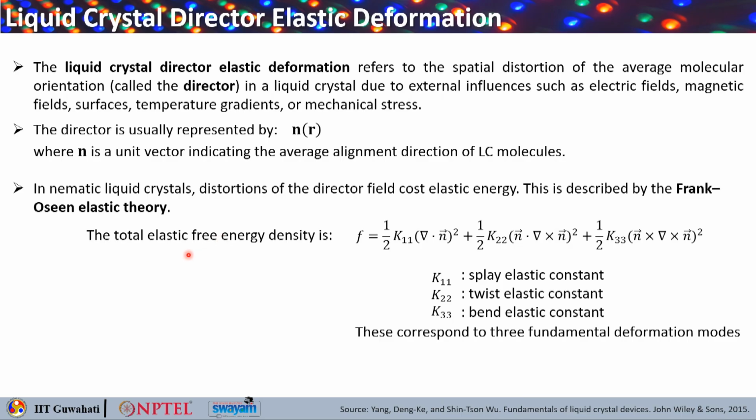So what is that? The total elastic free energy density can be written as F equals half K11 (del dot n) whole square plus half K22 (n dot curl of n) whole square plus half K33 (n cross curl of n) whole square. Now you see that there are three coefficients here. The first one, K11, is called the splay elastic constant. K22 corresponds to the twist deformation, and K33 corresponds to the bending deformation. So these three are the three fundamental deformation modes of liquid crystals that you have seen.